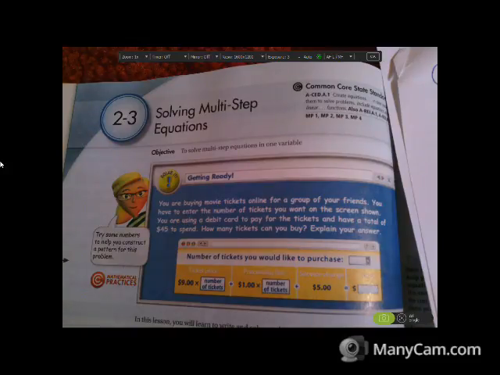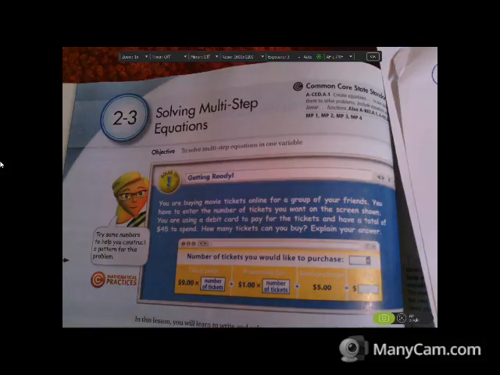Explain your answer. So you can see here, the ticket price is $9 per ticket. You have a processing fee of $1 per ticket that you buy, and the service charge is $5. So if you only have $45 to spend, how many tickets can you buy with all that information? Instead of guessing and checking, there's a quicker way mathematically and algebraically to solve it. So why don't you think about that as we go through the problems?